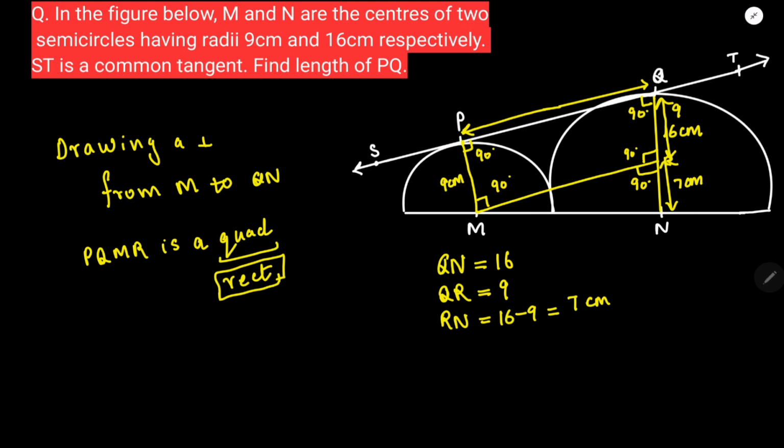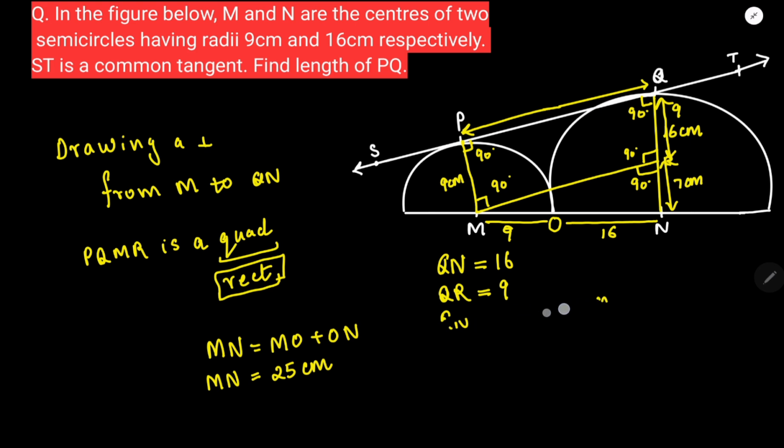What is MN? If I join this, take this point as O, suppose. MN is equal to MO plus ON, right? What is MO? This is the radius, so this is equal to 9. And this is the radius of this semicircle, equal to 16. So MN is equal to 25 centimeter. 16 plus 9 is 25, right?